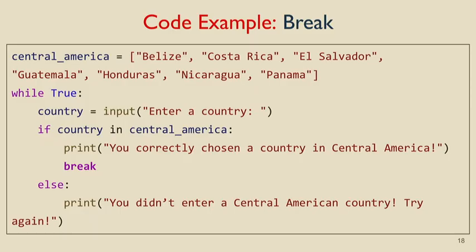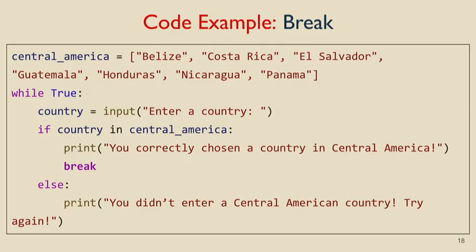So here we have a code example. We have a list of Central American countries: Belize, Costa Rica, El Salvador, Guatemala, Honduras, Nicaragua, and Panama. These are all countries in Central America. Okay? Then you go into your while loop. While True. This is what kind of loop? Infinite. This is an infinite while loop, right?